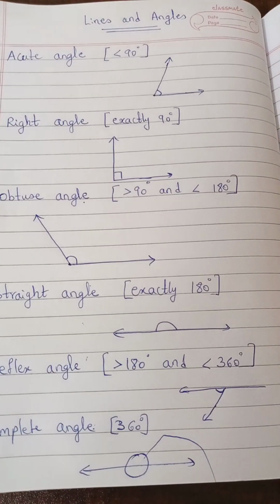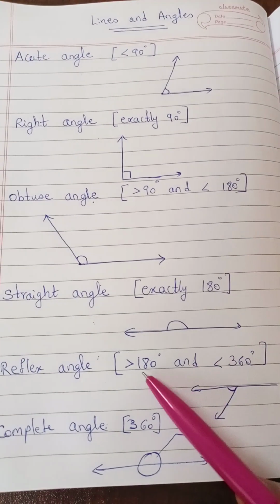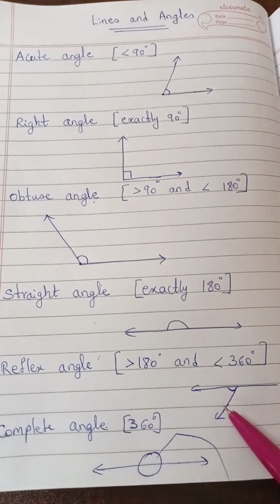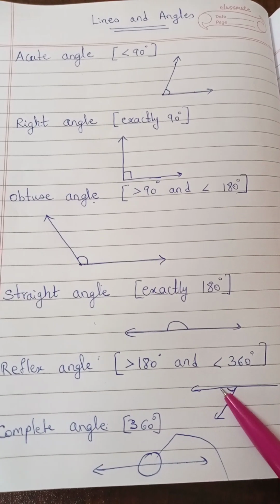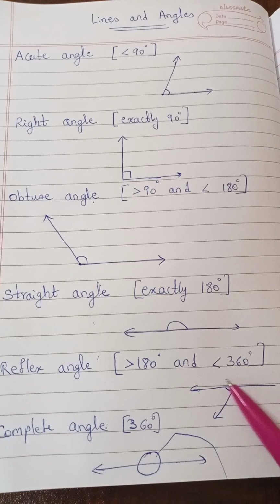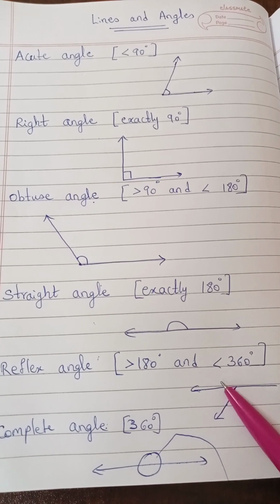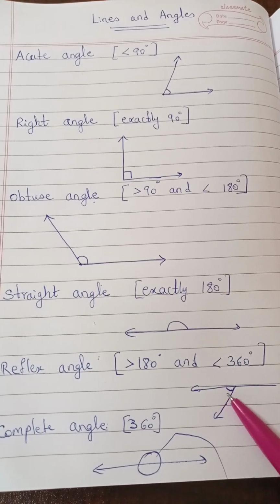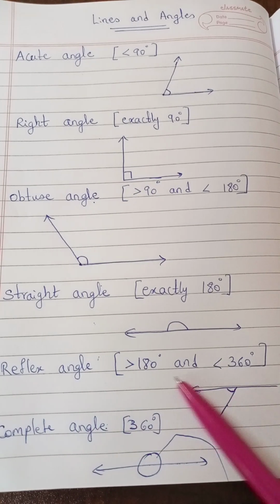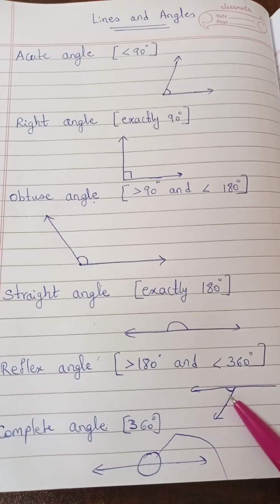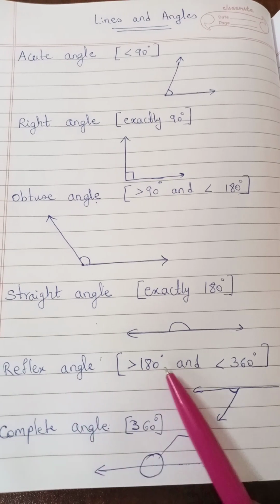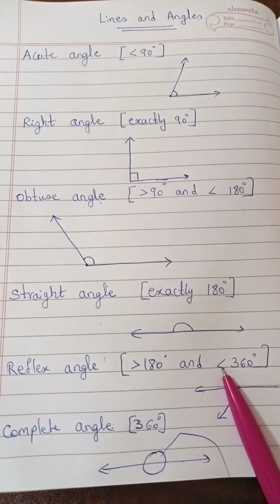And now what is reflex angle? Reflex angle's measurement is between 180 and 360. 180 I showed you, it is here above this part. So below, after 180, what comes is reflex angle. It is between 180 and 360. 360 is full angle. So reflex angle comes between 180 and 360.